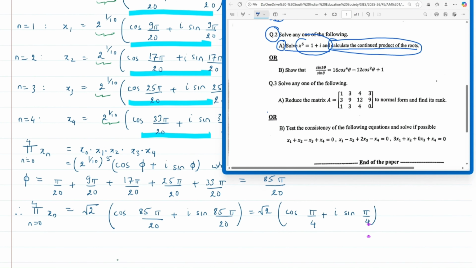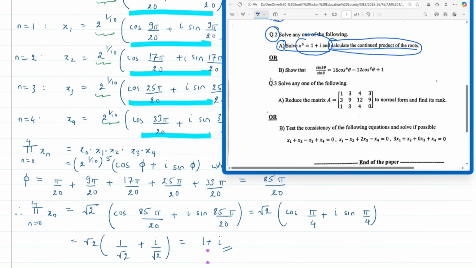So it's easy to identify that 85 over 20 can be written as 80 over 20 plus 5 over 20. So that's going to be 4 plus 1 by 4. And of course you can add the values of pi there. And since these are standard values, we get root 2 times 1 by root 2 plus I over root 2. From the denominator, you can factor out the root 2, which cancels with the root 2 outside the bracket, and we are left with 1 plus I. So this is the continued product of the roots of the given equation.